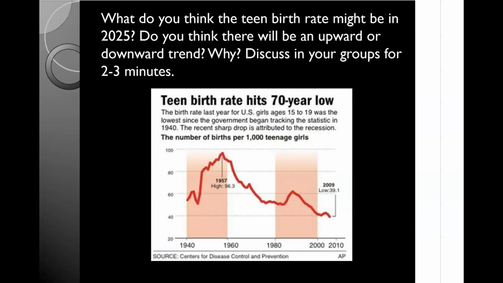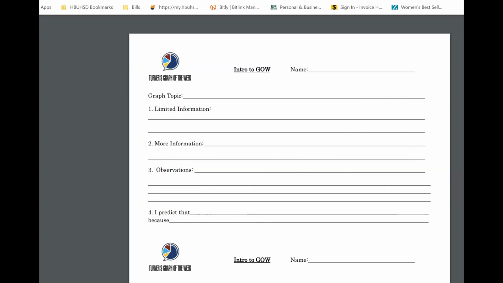So what do you think the teen birth rate might be in 2025 if this continues on the trend? Do you think there will be an upward or downward trend, and why? I want you to discuss now for 2 to 3 minutes, so please set a timer on one of your phones. When you are done, under number 4, write I predict that, and then in your own words, not the group's words, write what your prediction is and why.